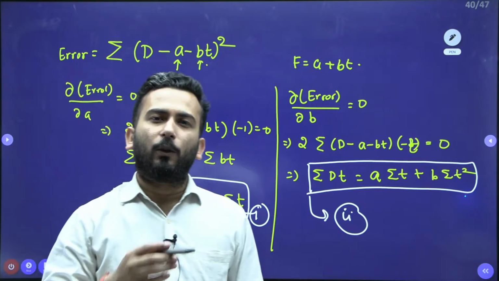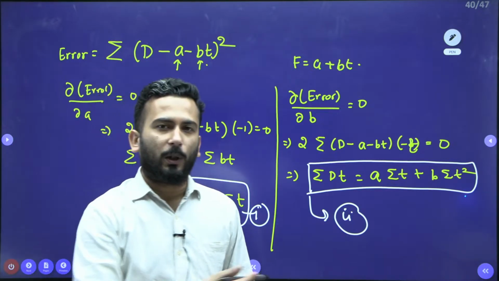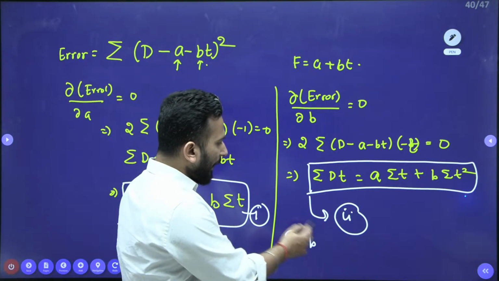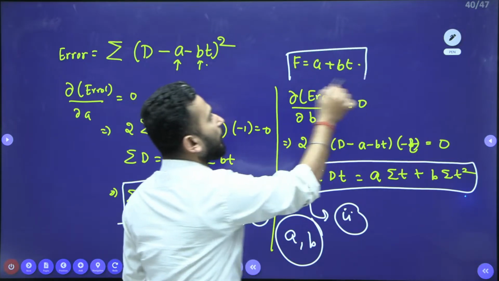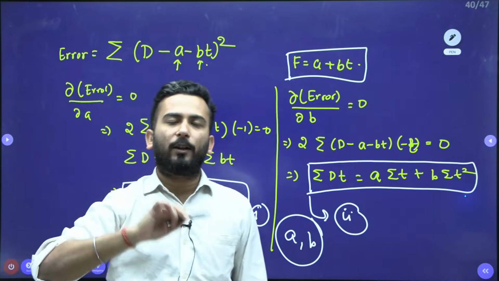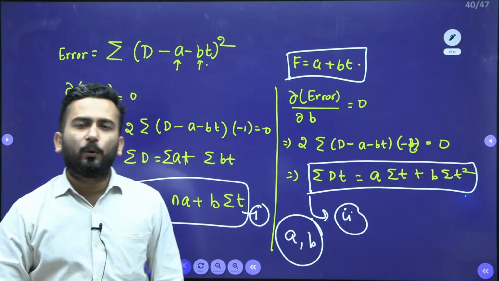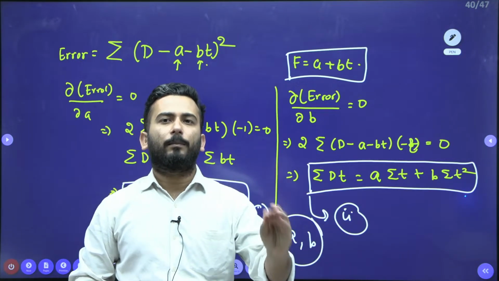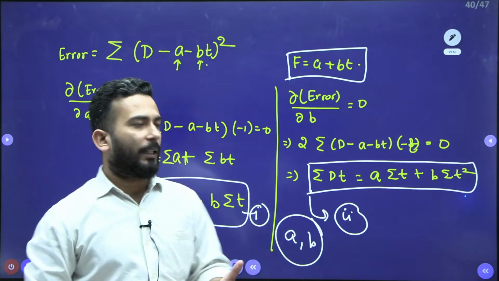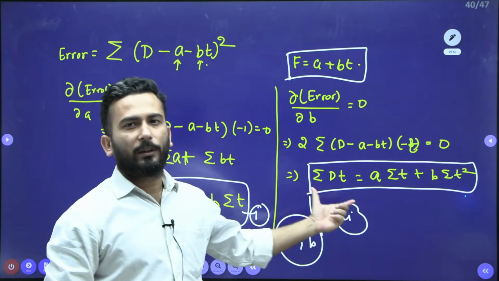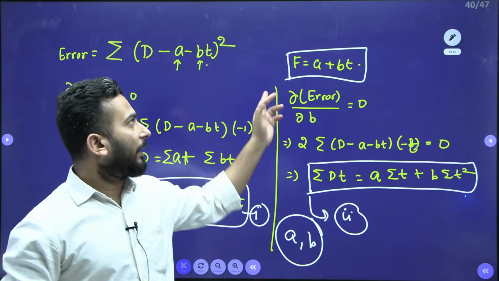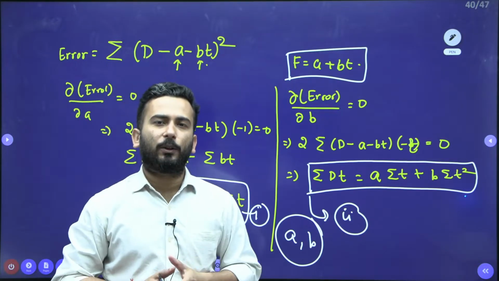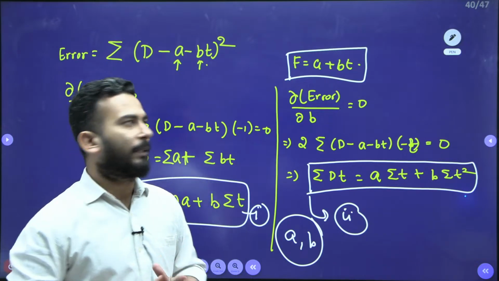Equation 1, equation 2. Two unknowns are there, a and b. If you solve these two equations, you can easily find out the value of a and b. And once you find the value of a and b, you can find out your forecast, the line of best fit. So two ways are there. Once, directly there is a formula for a and b. You can memorize that, and in case you have forgotten it, you can differentiate, get two equations, solve them, get the value of a and b, and the line of best fit. If they ask you for the error, you simply find out d minus f. D minus f is your error.